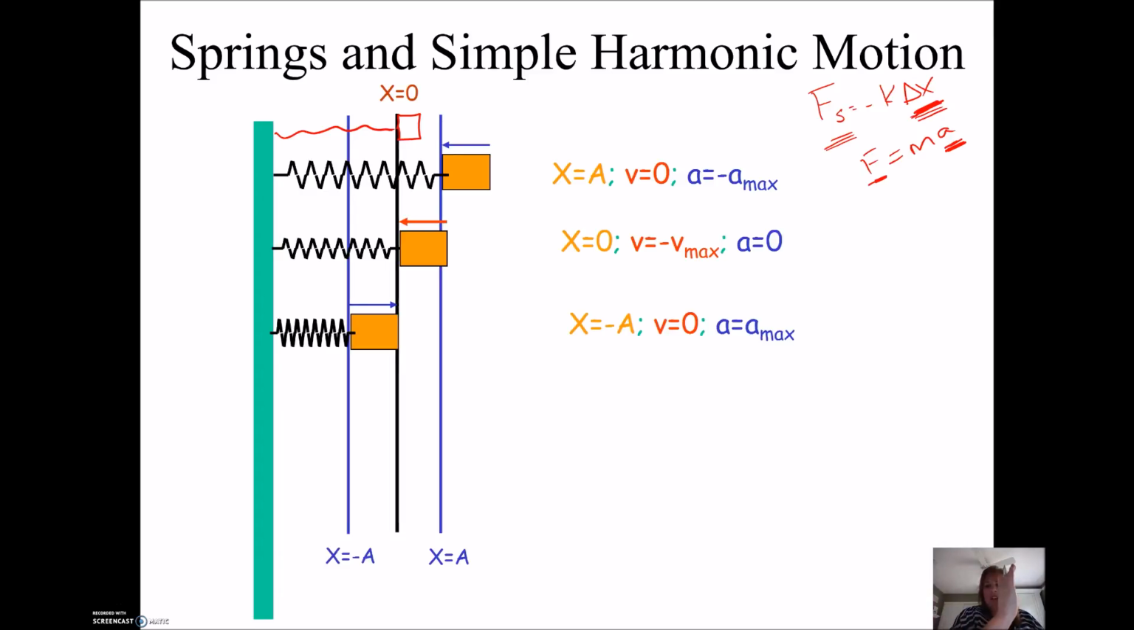Now, my spring continues to compress till I reach the negative amplitude. So my position is a negative amplitude. I stop when I reach that amplitude, so I have 0 speed. And once again, because I have a maximum delta x, I have a maximum acceleration. But now I have negative position, which means I have positive acceleration.